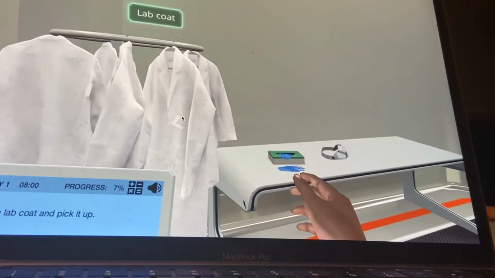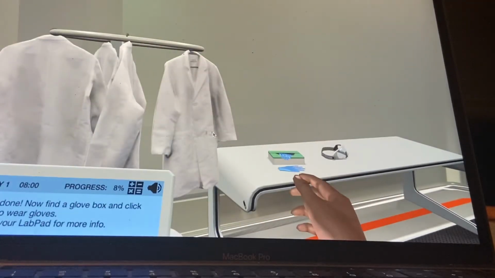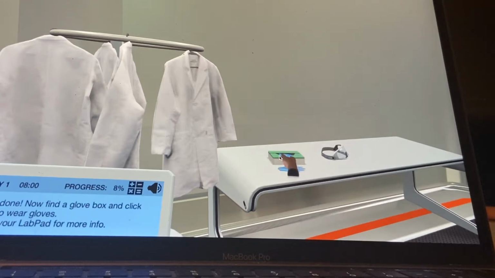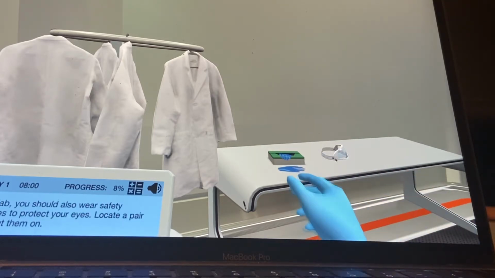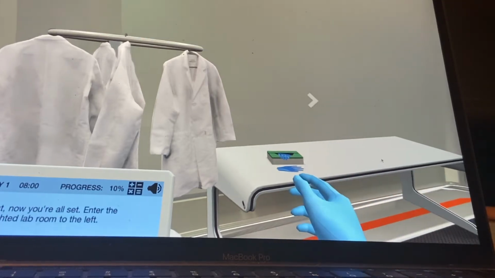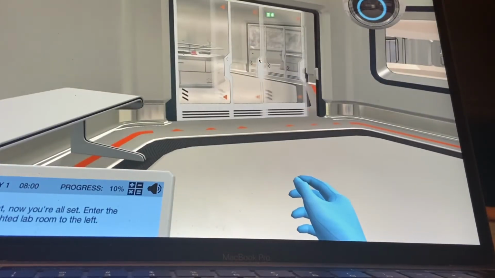Find a lab coat and pick it up. Well done. Now find a glove box and click on it to wear. In a lab, you should also wear safety glasses. Alright, now you're all set. Enter the highlighted lab room to the left.